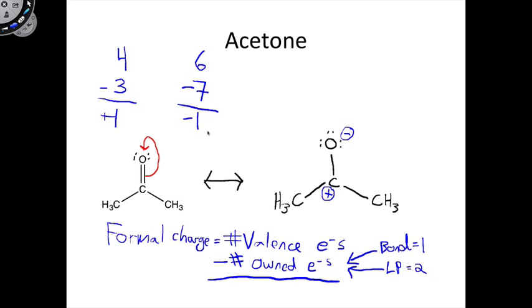We'll talk about why this resonance structure is more important, or more real, shall we say, than this resonance structure. And I'll show you some of the patterns so you can start to recognize them; you don't always have to do this longhand calculation to figure out the formal charge of an atom.